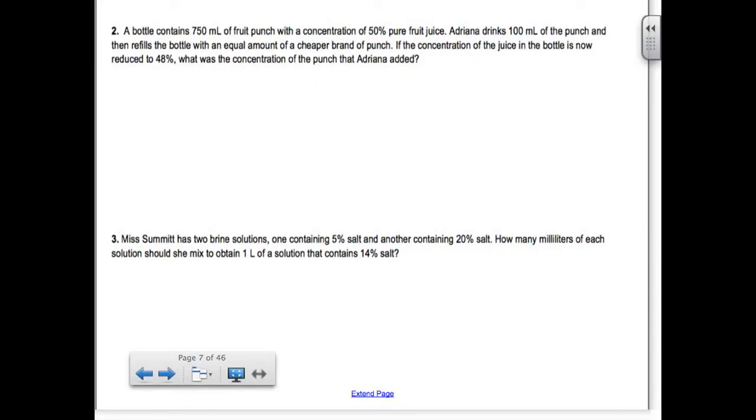The bottle contains 750 milliliters of fruit punch with a concentration of 50% pure fruit juice. Adriana drinks 100 milliliters of the punch and then refills the bottle with an equal amount of the cheaper brand of punch. If the concentration of the juice in the bottle is now reduced to 48%, what is the concentration of the punch that Adriana added? So we're going to draw our bottles.